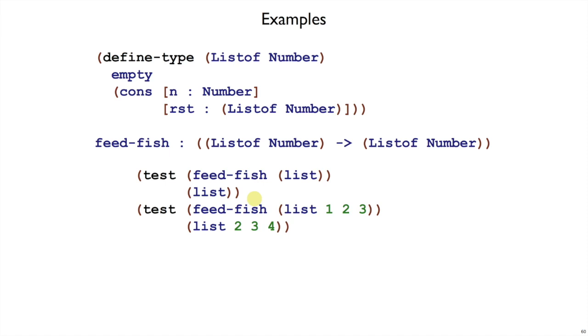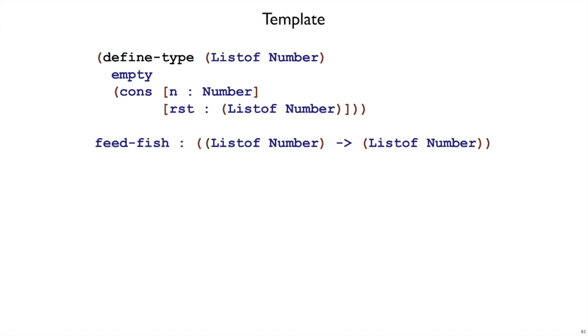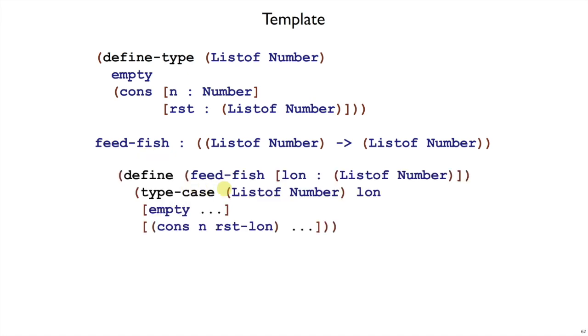This way is easier to write. It's important to understand the connection between those two ways of writing it. But given those pieces written down, now we can move on to the template step. Feedfish takes a list of number, so that means we're going to have a type case on list of number where we have an empty case or a cons case.